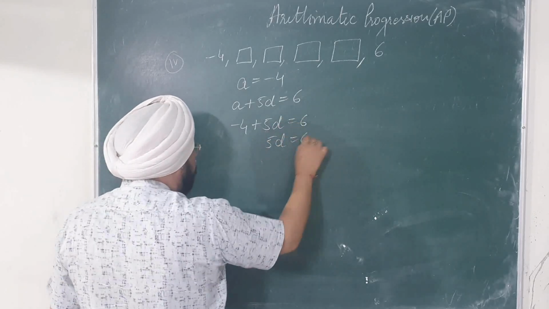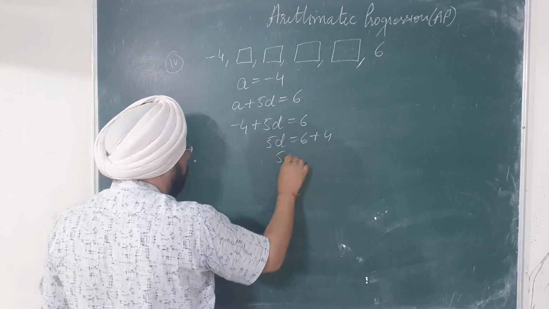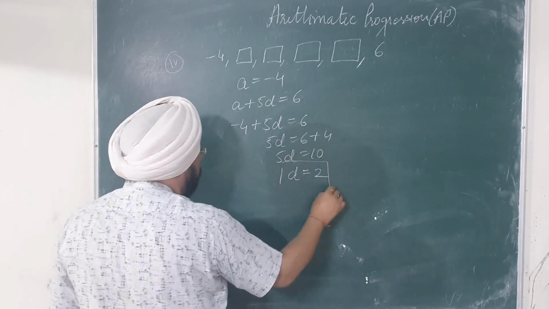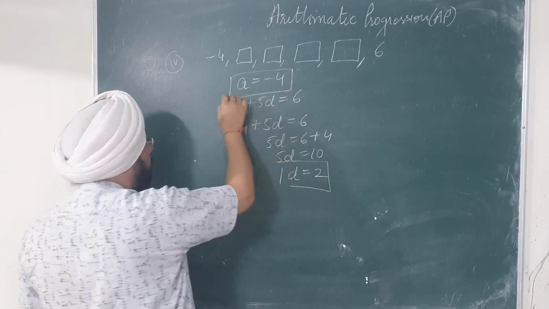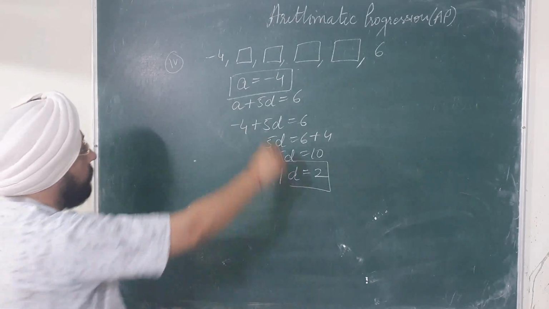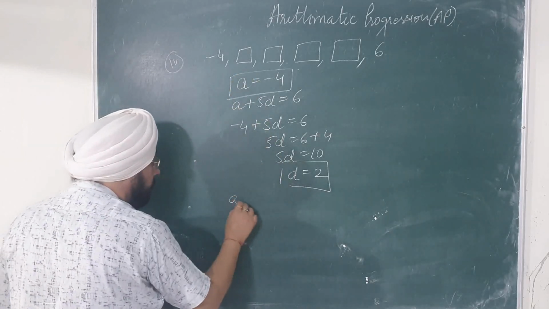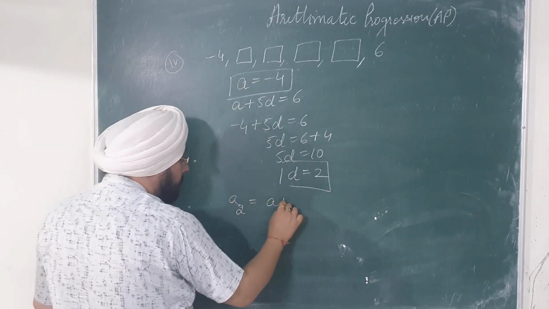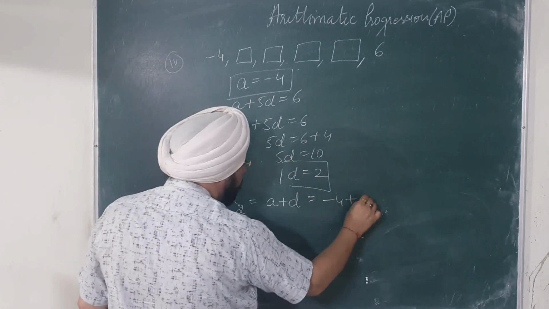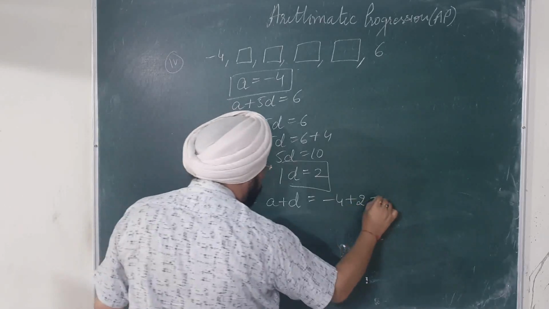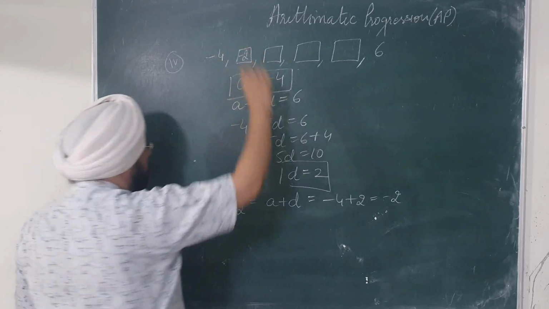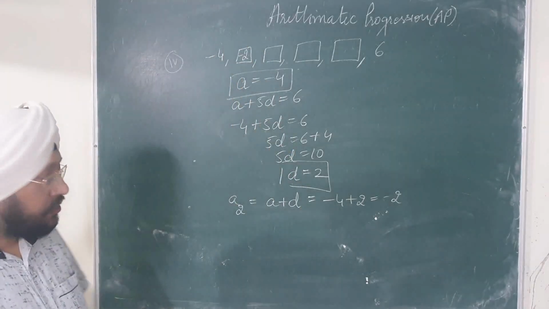Calculate the d from here. So we get d is equal to 2. So this is a we are having, and d here is given as 2. Now we have to find the second term first of all. So the second term is a plus d. We are given a is minus 4, d is 2. So what is minus 4 plus 2? That is minus 2. It means your first blank, or the box, is minus 2.